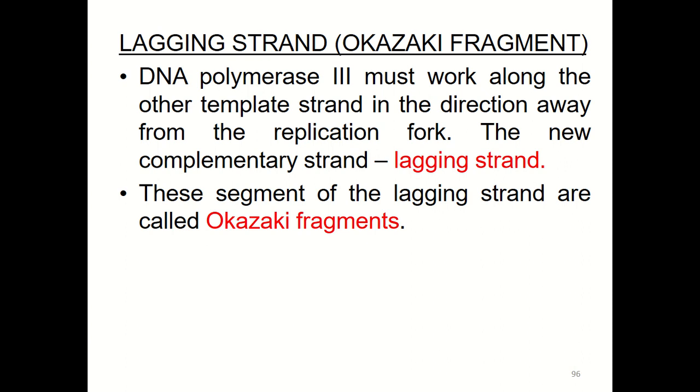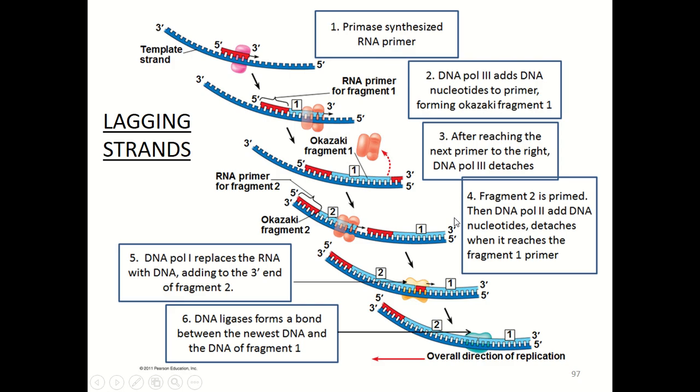In the lagging strand, DNA polymerase III must work along the template strand in the direction away from the replication fork. The new complementary strand is known as the lagging strand, and it is also known as the Okazaki fragments. So what happens? Primase synthesizes an RNA primer, and then DNA polymerase III will replace the RNA nucleotide with DNA nucleotide, forming the first Okazaki fragment. DNA polymerase III will add DNA nucleotide after the primer to form an Okazaki fragment.